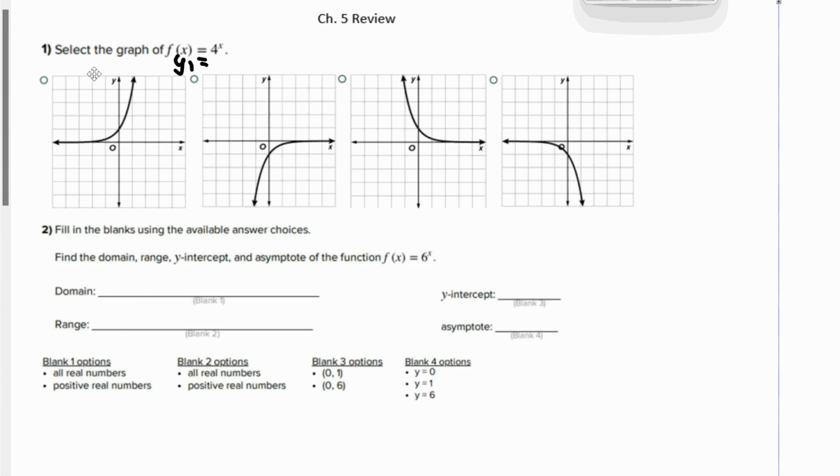So this one kind of faces up right here. This one faces up right there, as well as this one faces up. But we know that when this is larger than 1, it's going to be an exponential growth. So that means it's this one. Okay? So our domain, we can plug in any x to our left, any x to our right. So that'd be all real numbers.